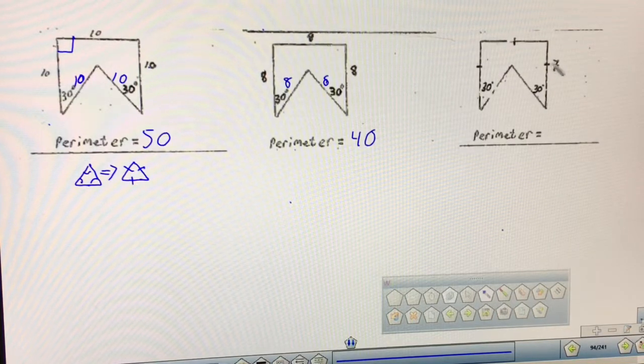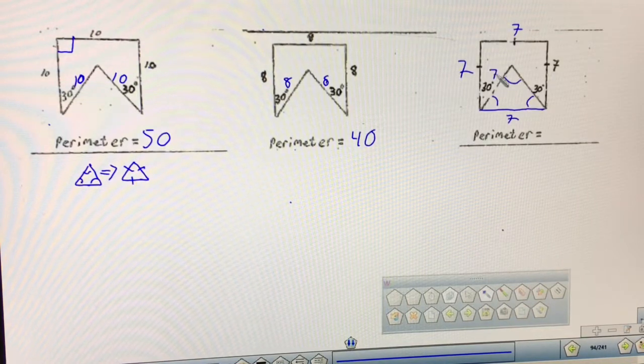Same idea. This time tick marks are used. If this side is 7, all the other sides are 7. I draw the auxiliary line. That gives me that base is 7. This angle is 60. This angle is 60. This angle is 60. So these two lines on the inside must also be 7. I believe 5 times 7 is 35.